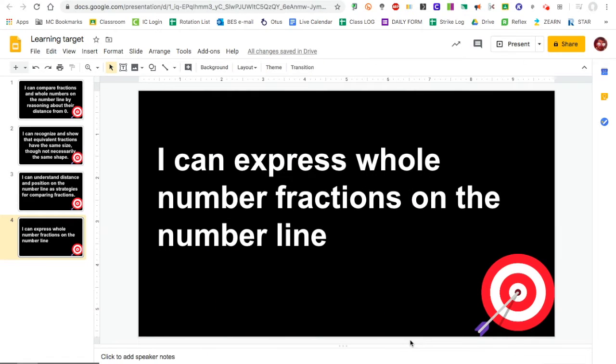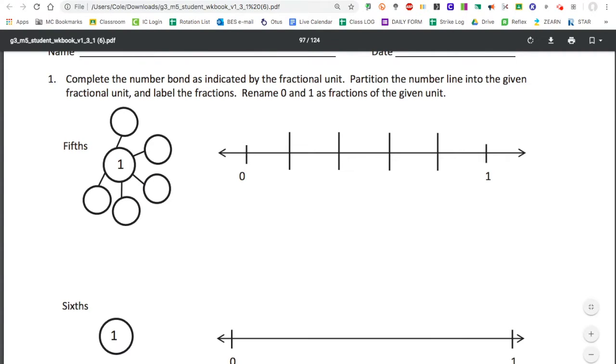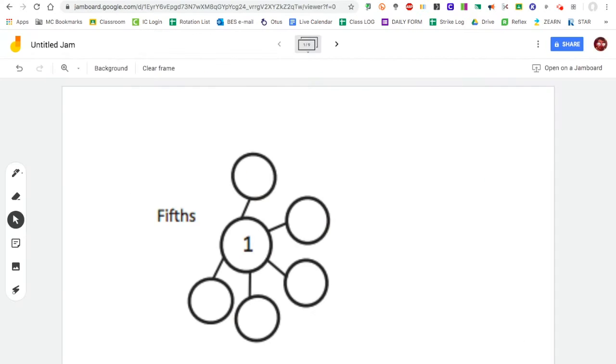Alright guys and girls, today's learning target: I can express whole number fractions on the number line. So we're going to dive right in. Number 1 says complete the number bond as indicated by the fractional unit. Partition the number line into the given fractional unit and label the fractions. Rename 0 and 1 as fractions of the given unit.